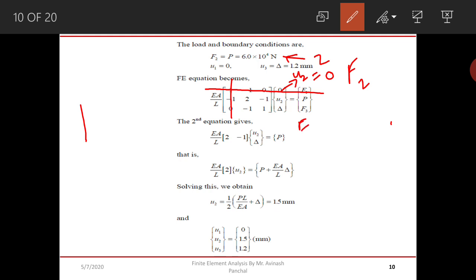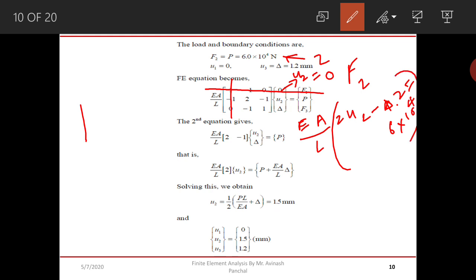With the help of this matrix we can find the equations, that is, E A upon L into 2U2 minus 1 into delta. Delta is given as 1.2 mm, because it is allowable. Beyond that it is not possible to have a deflection, so we take it as 1.2, and this is equal to P, that is 6 into 10 to the power 4.